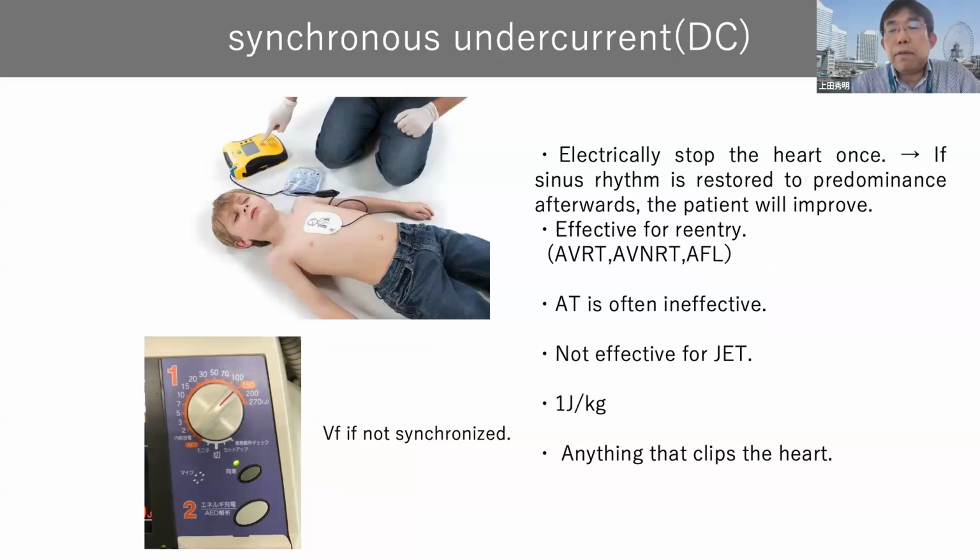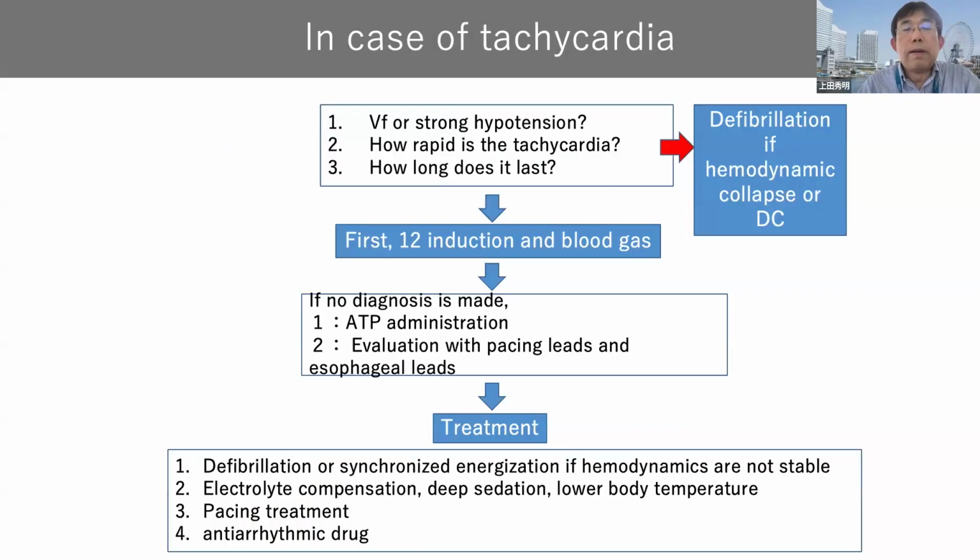It will be effective for reentry, but it is not effective for junctional ectopic tachycardia. Just give only 1 joule per kilogram. But anything that lifts the heart rate, that's the most important thing, even for small kids.